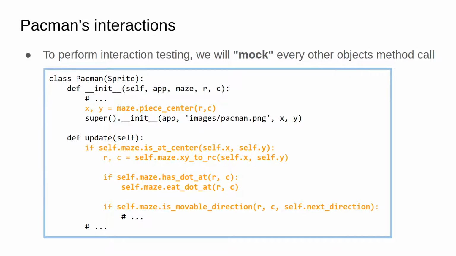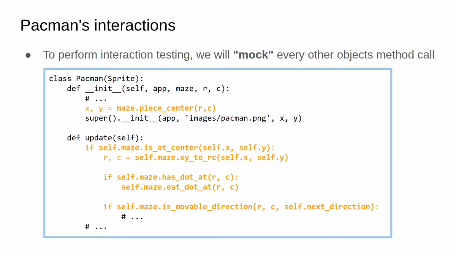For example, if you want to check if the update of Pac-Man is correct, we first look at this class Pac-Man, and we see what the other objects are that this Pac-Man interacts with. Basically the maze, right? It calls p center at the maze, and when you call update, we want to make sure that if there's a dot at this location, then the Pac-Man should eat the dot. So we would expect that when the Pac-Man calls is at center, it returns yes, and it gets the location and calls has dot at, and then it should call eat dot. This is something we would like to check, to see if the Pac-Man actually works the way we like.